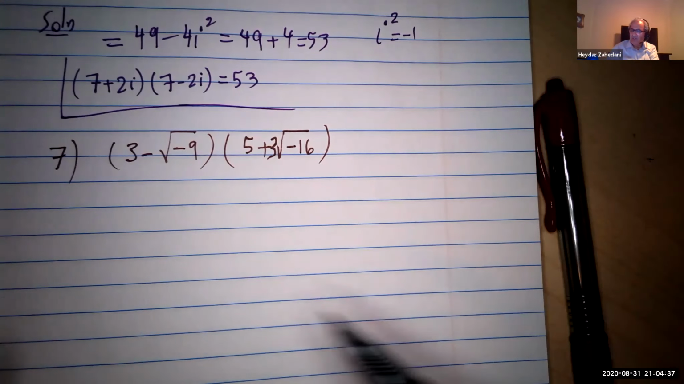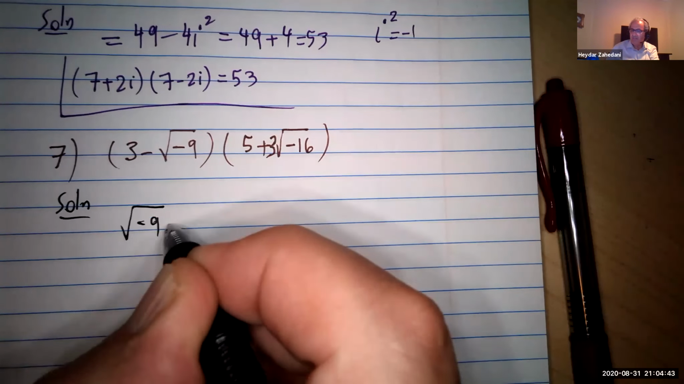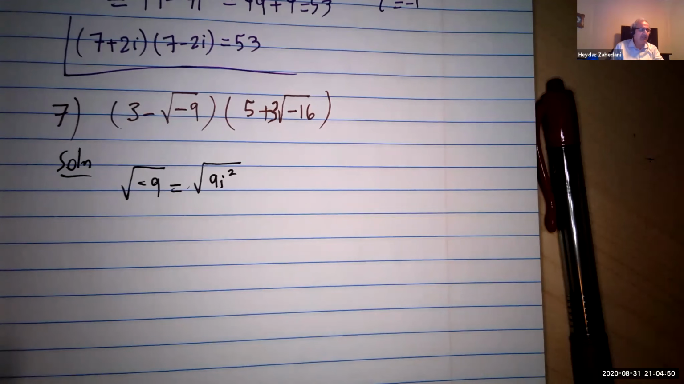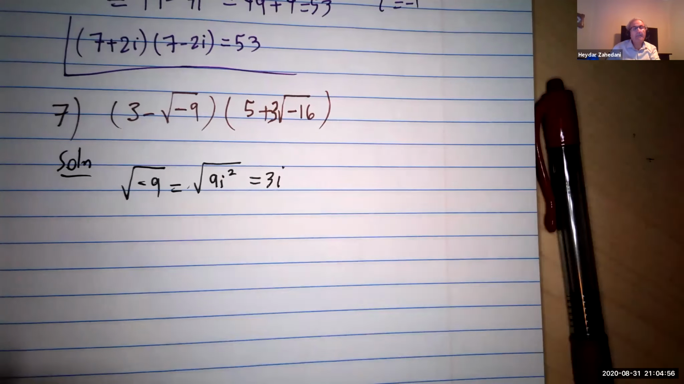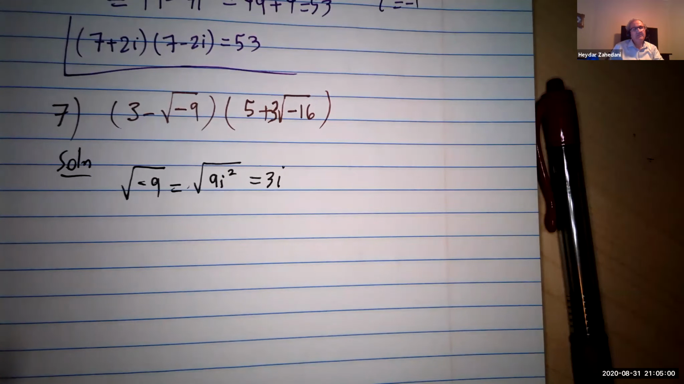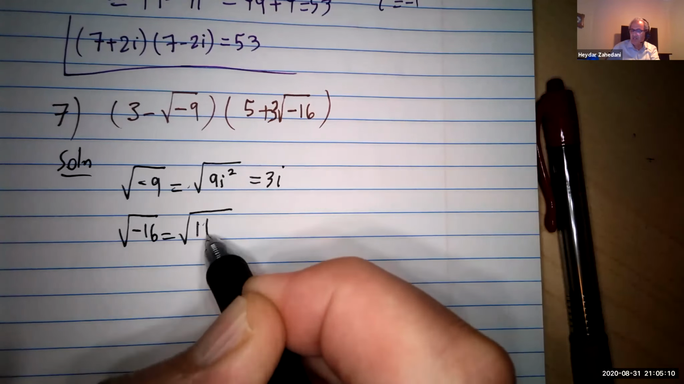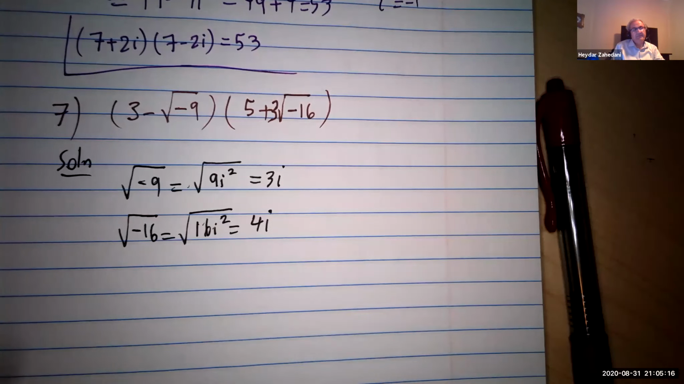So, solution. Remind ourselves that the square root of negative 9 is like 9i squared, because we replace that negative 1 by i squared. So that gives us 3i. We do the same thing to the radical negative 16, so we change it to 16i squared. That gives us 4i. This is how quickly we can remove those radicals. So go back, substitute, and then do the job.